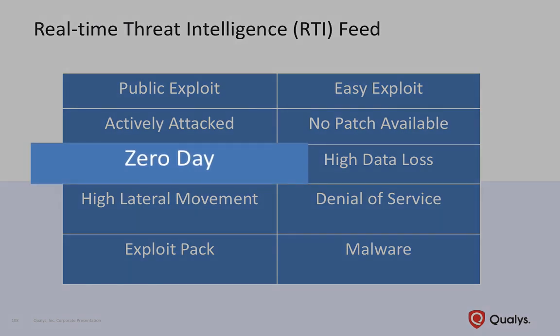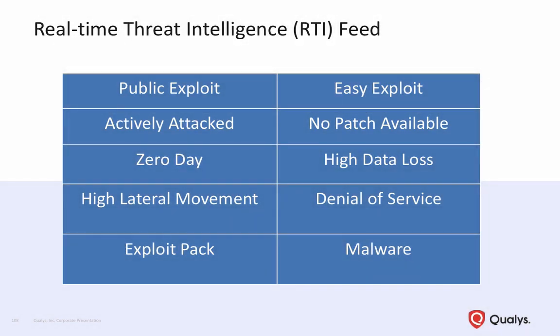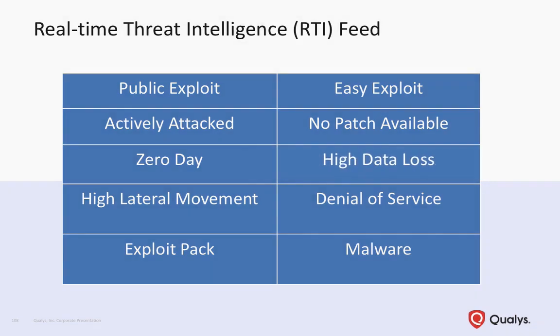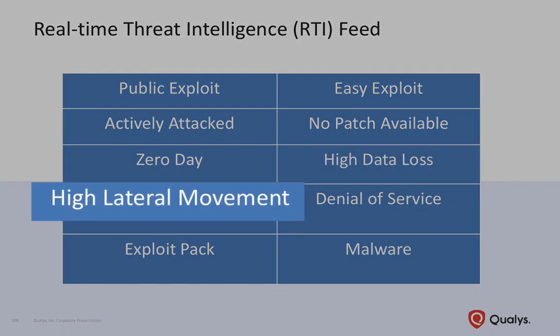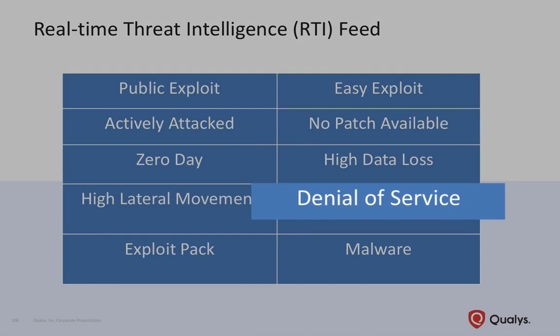Zero-day vulnerabilities are characterized by active attacks observed in the wild and no patch available from the vendor, which is a combination of the last two categories. High data loss vulnerabilities can potentially result in massive data loss on the affected host. A high lateral movement vulnerability that is successfully exploited will potentially allow an attacker to compromise other assets on the network. Denial of service vulnerabilities can adversely impact host and application availability.